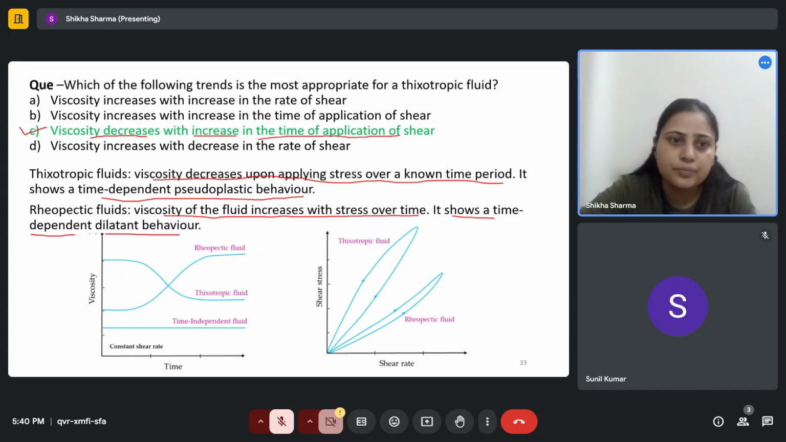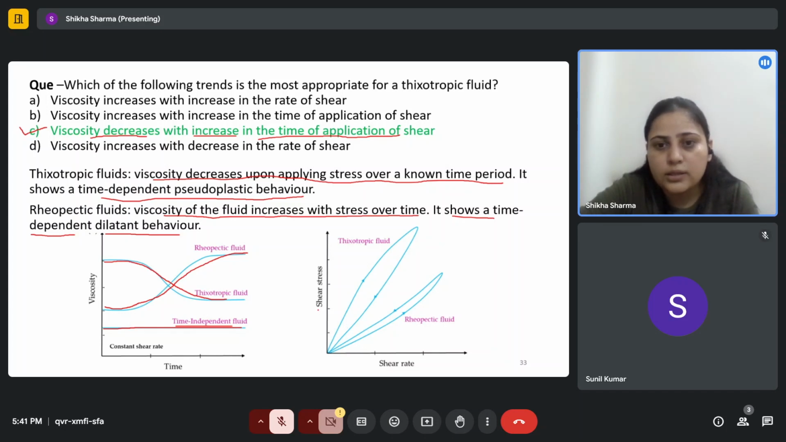We can see in the graph, viscosity is on the y-axis and time on the x-axis. If it is a time independent fluid, the viscosity will be constant with time, showing a straight line. But in the thixotropic case, viscosity decreases with time, and in the rheopectic, viscosity increases with time.